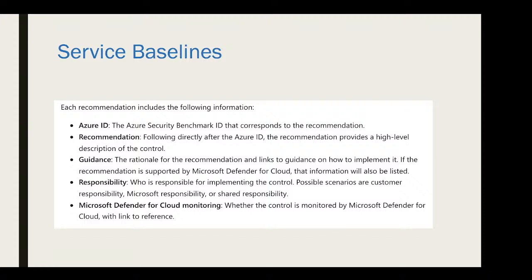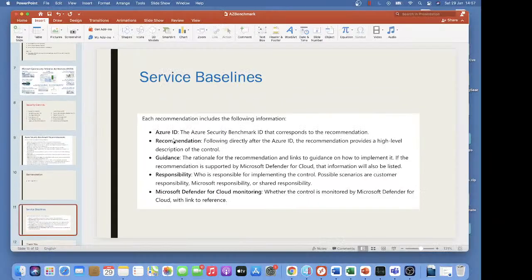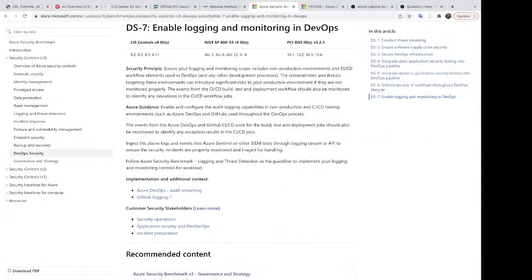Now each recommendation includes the following information: an Azure ID, the Azure Security Benchmark ID that corresponds to the recommendation, the recommendation in detail, then guidance, responsibility, and the Microsoft Defender for Cloud monitoring, whether it can be used or not, information like that. So let's look at that and see how it works.